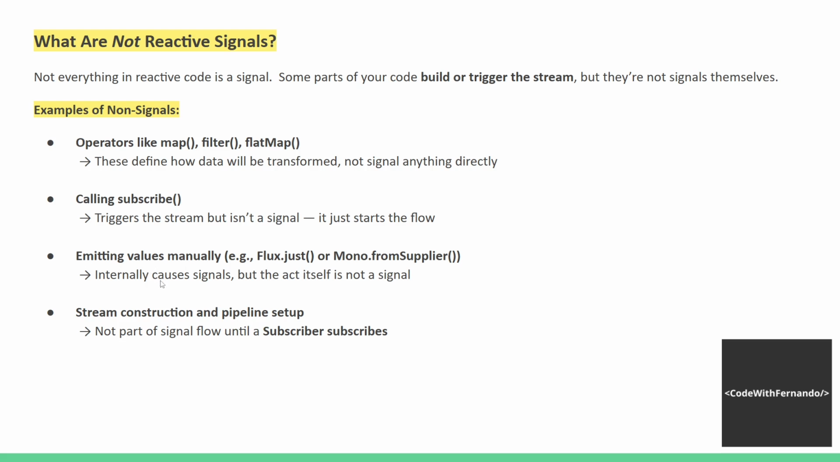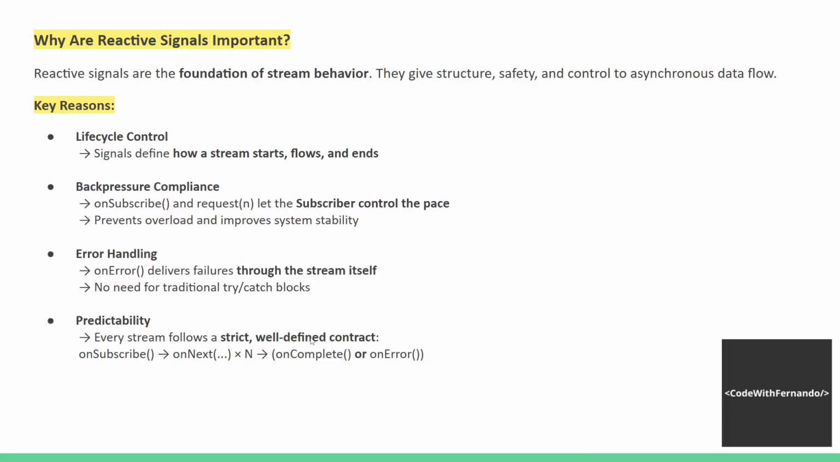Then we have emitting values manually, like using just or fromSupplier. Internally it causes signals, but the act itself is not a signal. Stream construction and pipeline setup is not part of the signal flow until a subscriber subscribes.